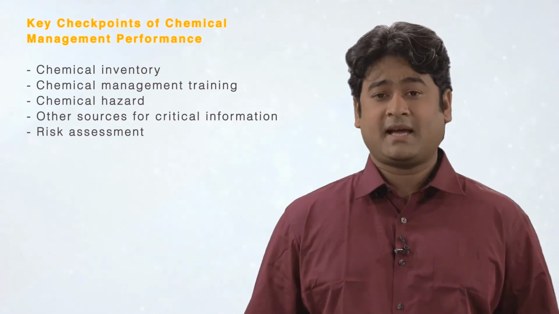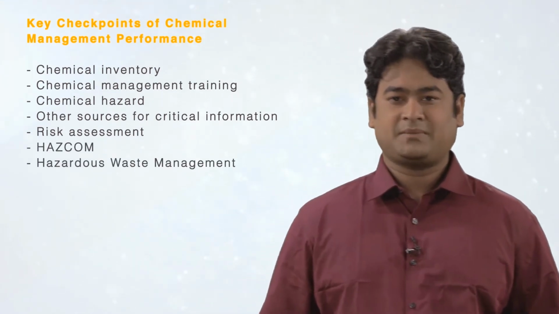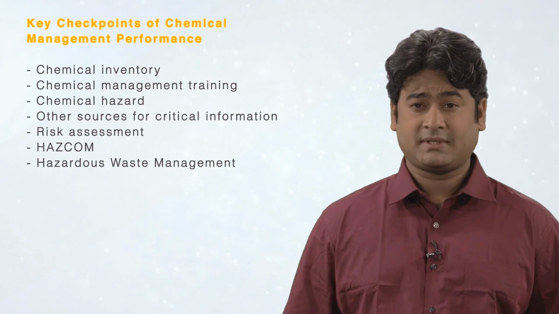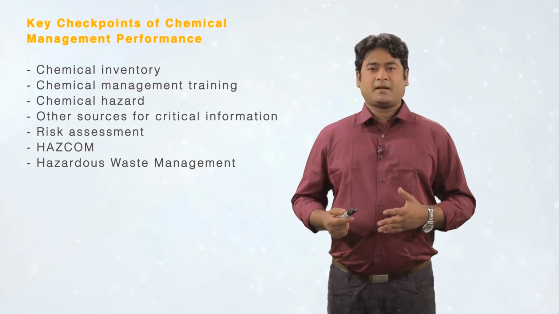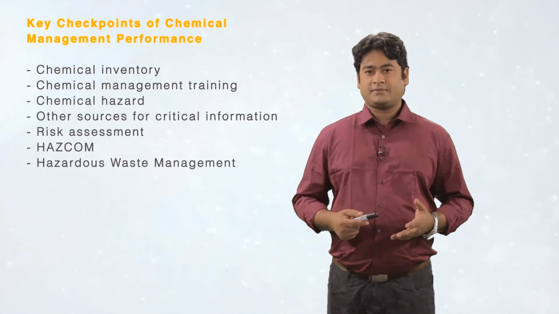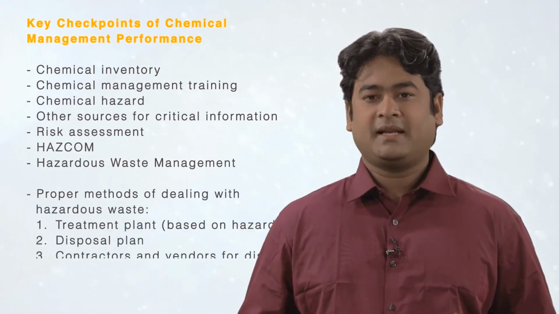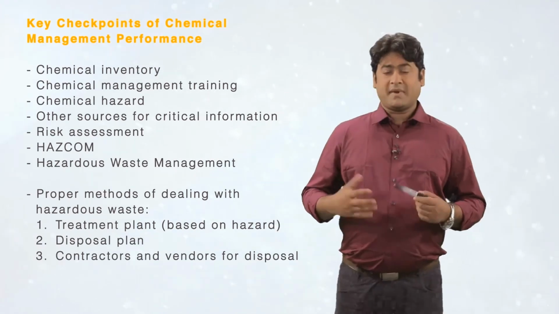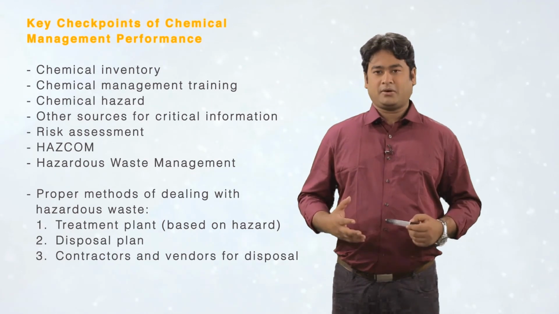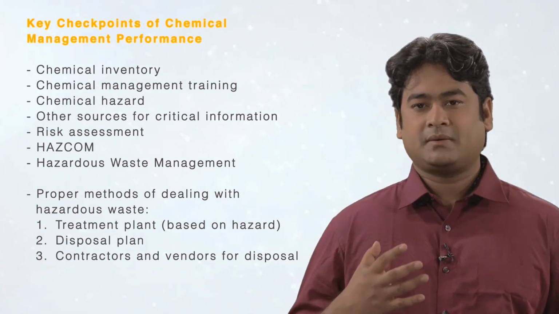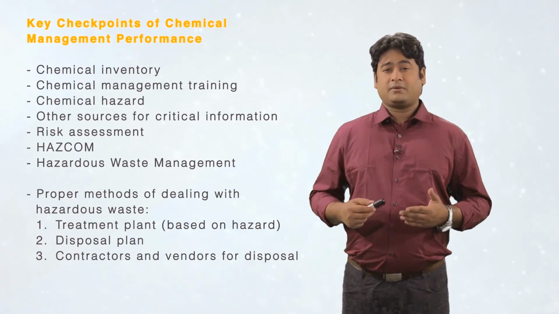The next point is hazardous waste management. Now we have taken care of all this chemical management in our storage and in the production process. Hazardous waste can come up in liquid form as well as in solid form, with the sludge from the ETP. We need to find the proper methods of dealing with all this hazardous waste. Based on the hazard category, do we have a proper treatment plan or not? Do we have a proper disposal plan or not? Do you have adequate contractors or vendors to deal with our waste or not?